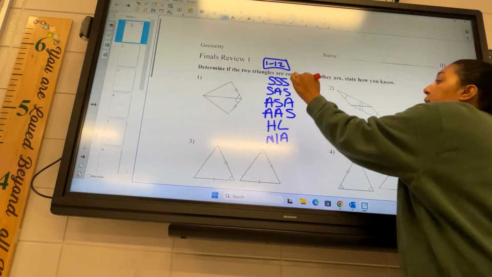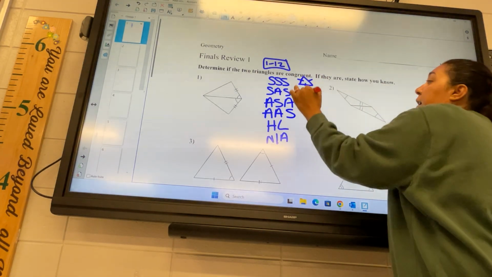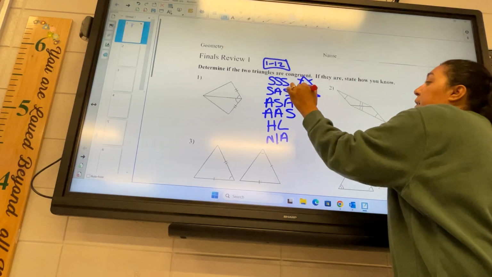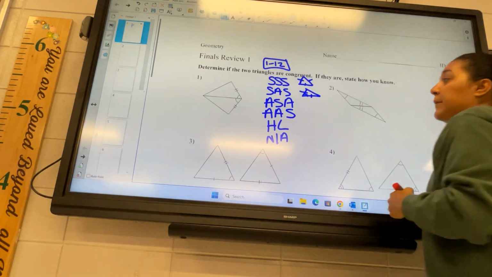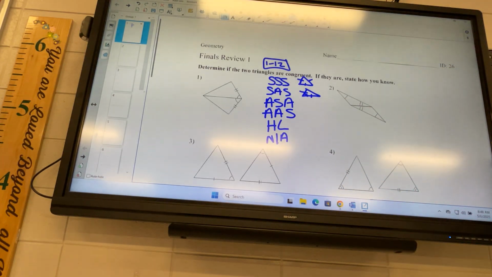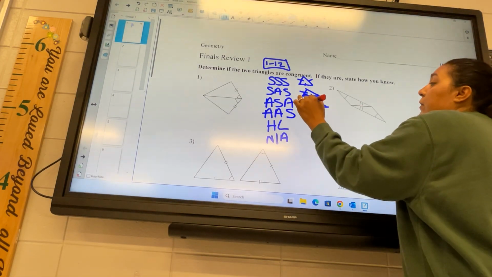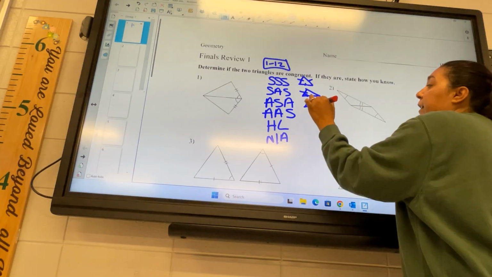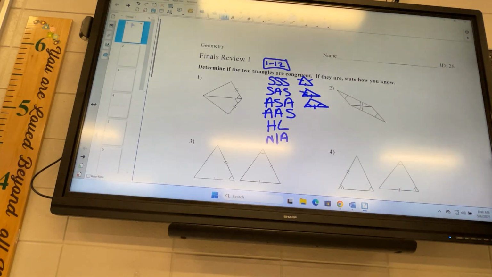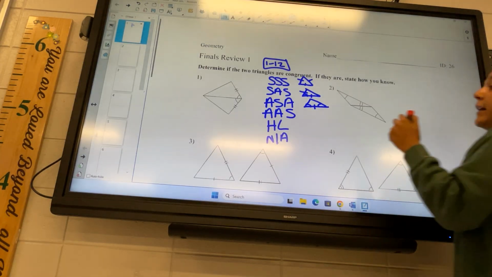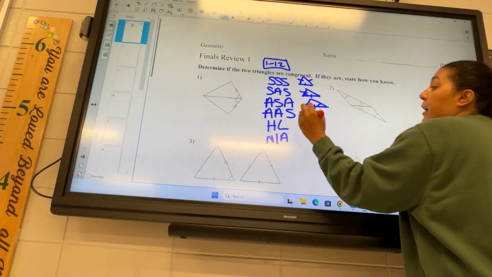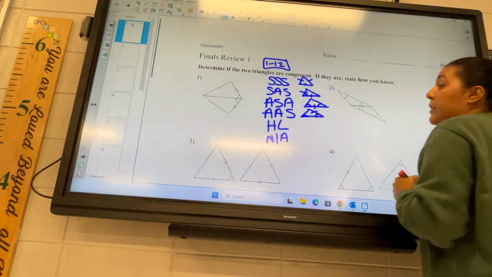Okay, so side, side, side is going to look like this. Side, angle, side is going to be a side, an angle, and another side. Angle, side, angle: it's going to look like angle, a side, and then the other angle. The side has to be in between the two angles. Angle, angle, side goes angle, then the angle, and then the other side.